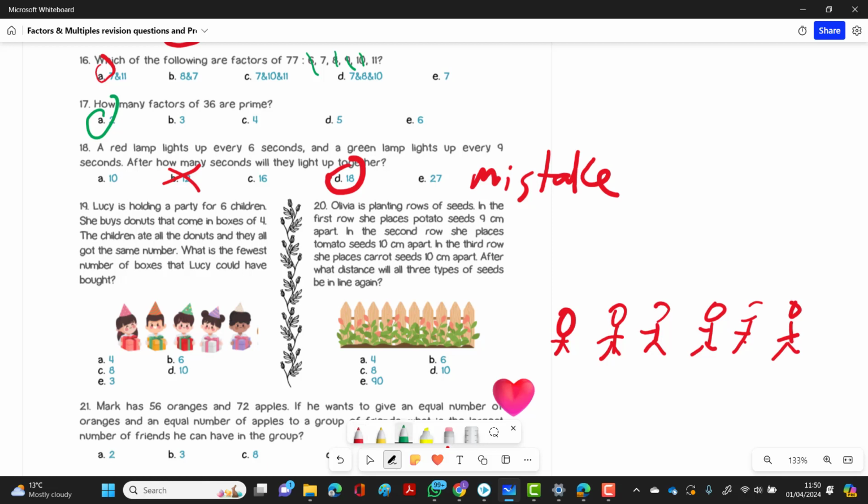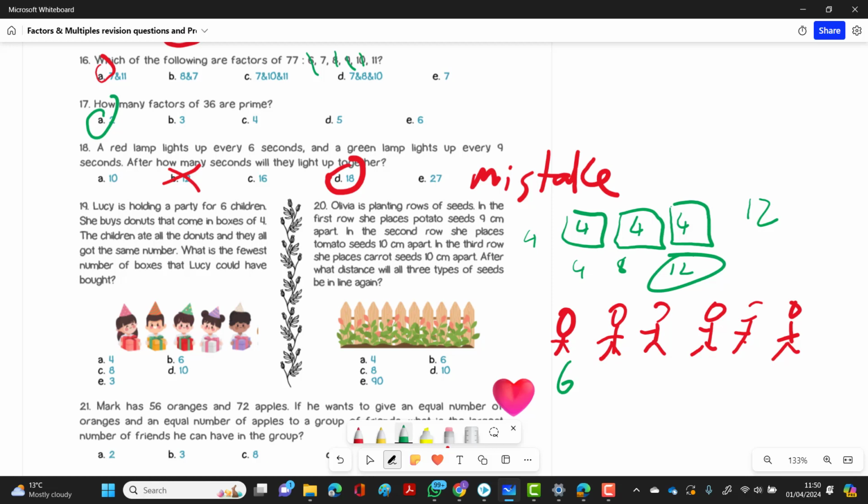And she buys boxes of donuts, and a box comes with 4. So if this box here has 4, you add another 4 here, so that'd be 8. Another 4. So you've got to find the lowest common multiple of 4 and 6. So which number goes into both 4 and 6? At the moment, 4, 8, 12. So 12 goes into both 6 and 4.